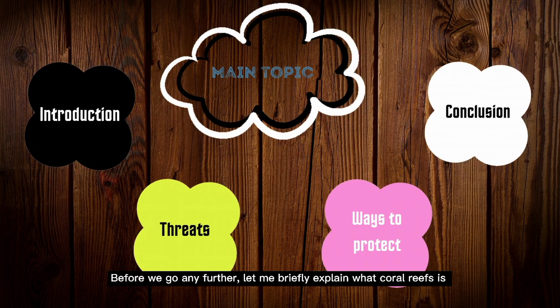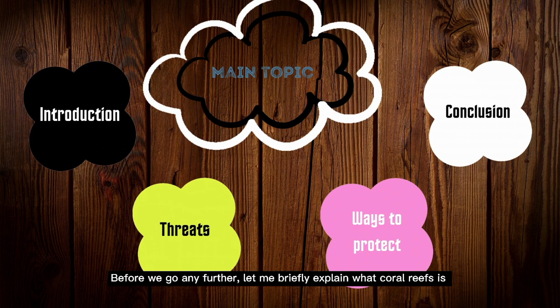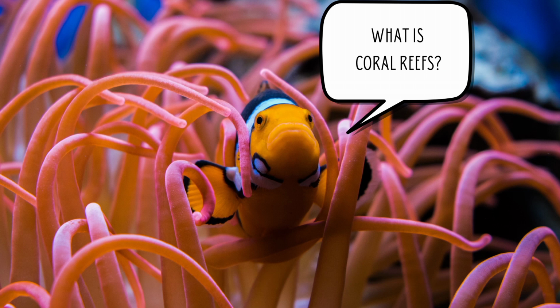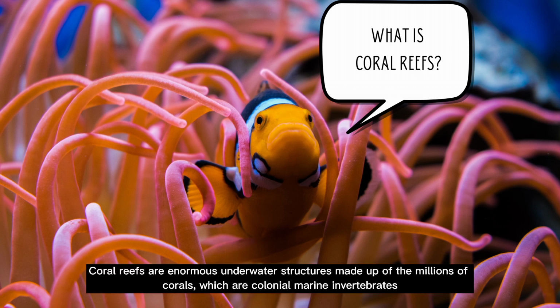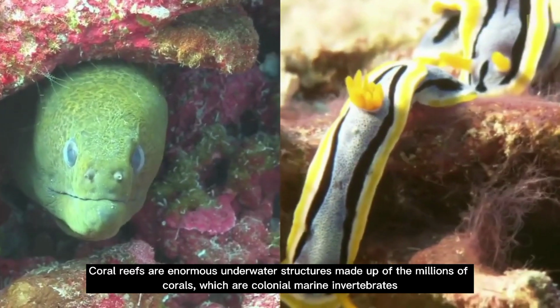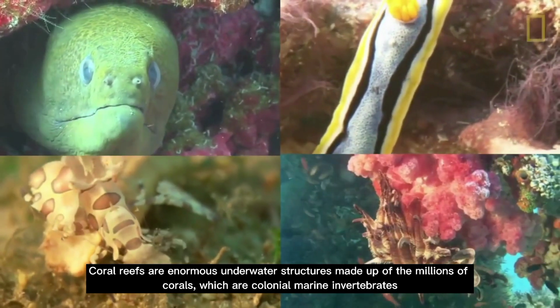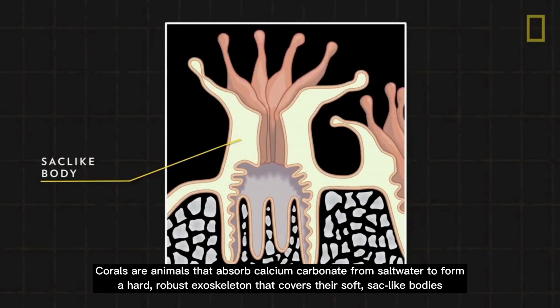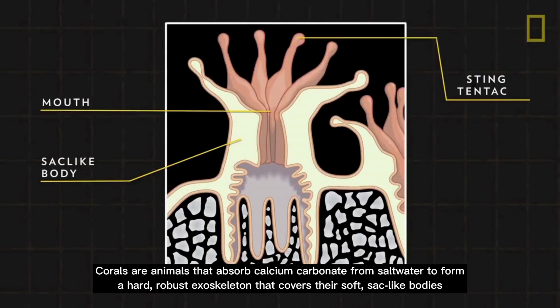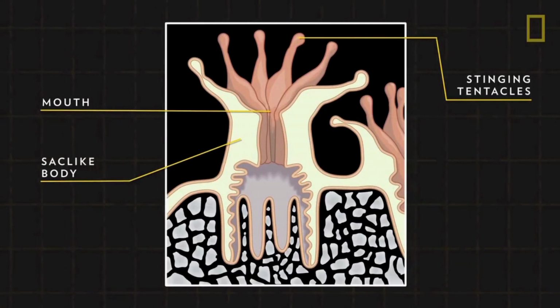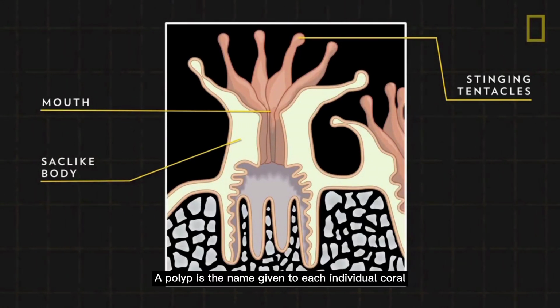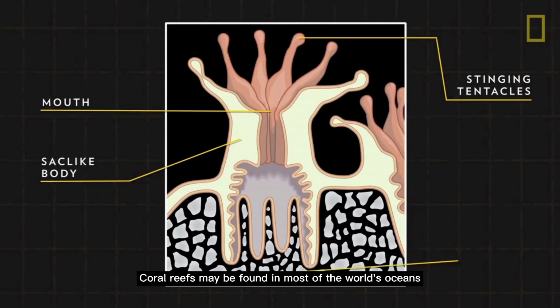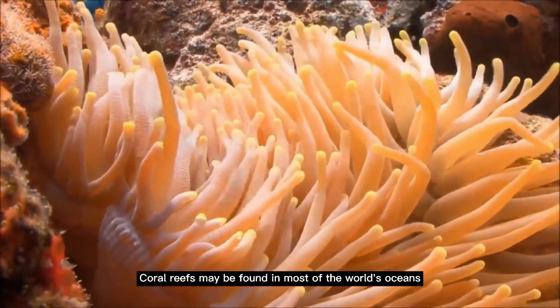Before we go any further, let me briefly explain what coral reefs are. Coral reefs are enormous underwater structures made up of millions of corals, which are colonial marine invertebrates. Corals are animals that absorb calcium carbonate from salt water to form a hard, robust exoskeleton that covers their soft, sac-like bodies. A polyp is the name given to each individual coral. Coral reefs may be found in most of the world's oceans.